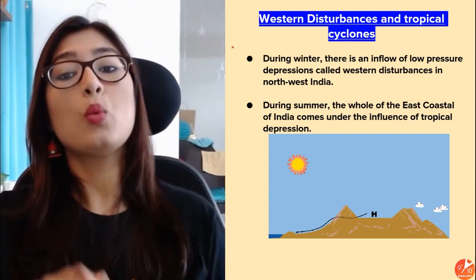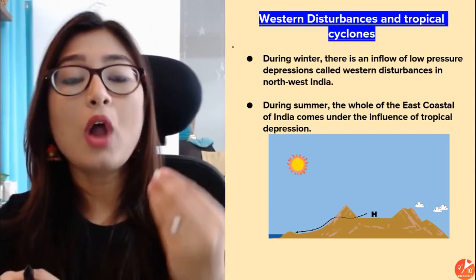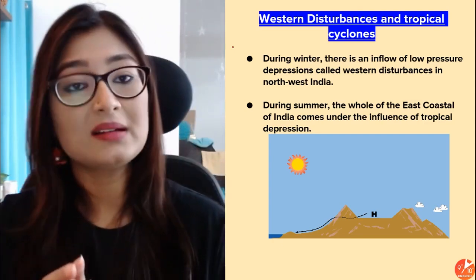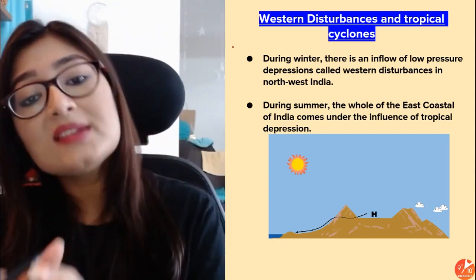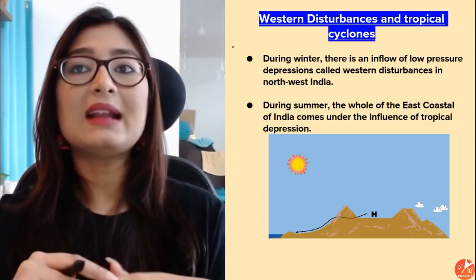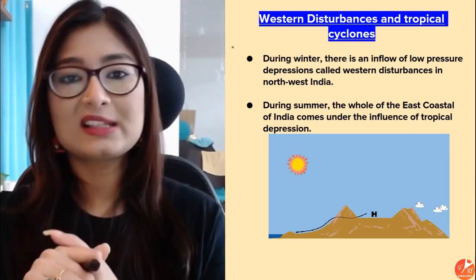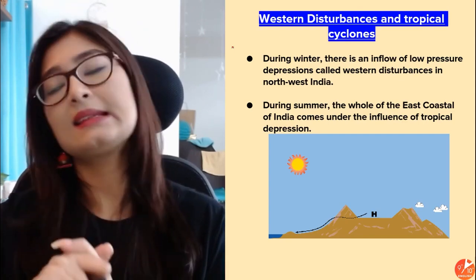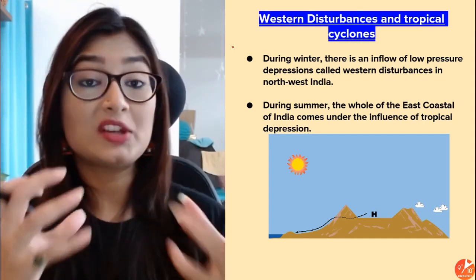Now bacha, western disturbances and tropical cyclones. What are these western disturbances which cause monsoon even in the winters? In winters, what happens, bache, and one thing I want to explain to you before I move on with this is how air pressure works.